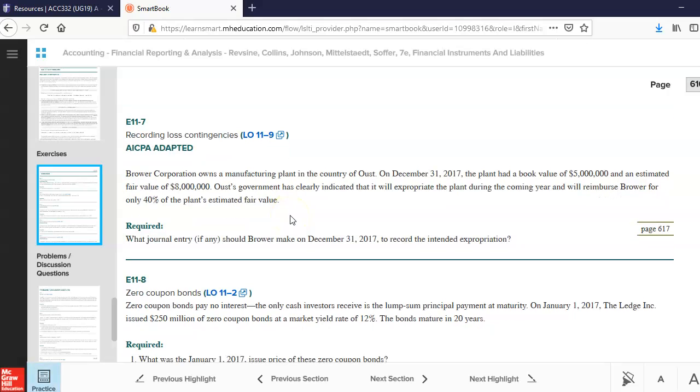Okay, let's look at question 7. Brower Corp owns a manufacturing plant in the country of Aust. We don't know where Aust is. On December 31 of 17, the plant has a book value of 5 million and an estimated fair value of 8 million. The Aust government has clearly indicated it will expropriate the plant during the coming year and will reimburse Brower for only 40% of estimated fair value.